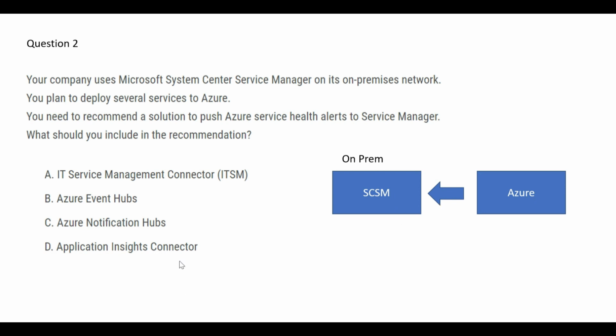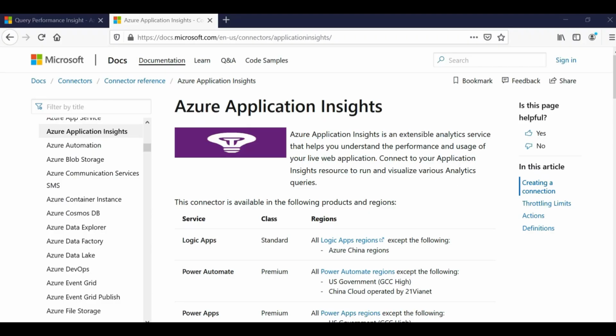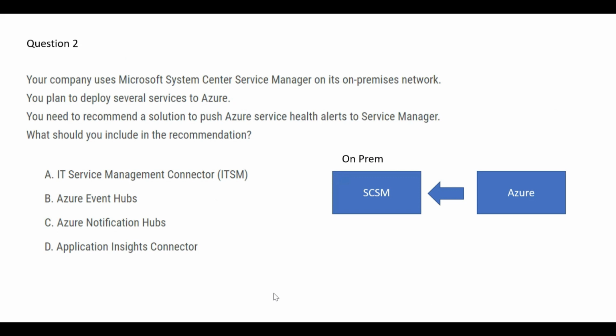An Application Insights connector is what you would use if you want to connect to an Application Insights application. But as we saw, in this case we have to push it to the Service Manager, and that's why ITSM is the right option. So this is the answer, option A. Let's move to the next question.